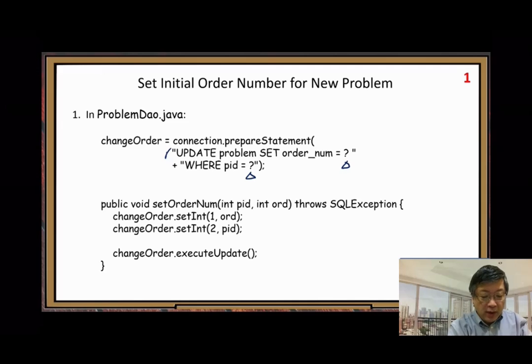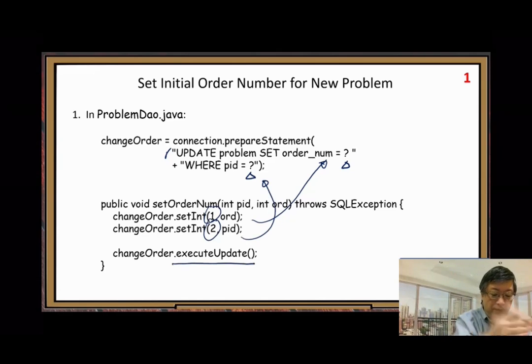Then, when we set parameters, the first question mark is the order number, and the second question mark is the PID. After that, we just execute update. We make the change. So that is the second query method. This is step number 2.